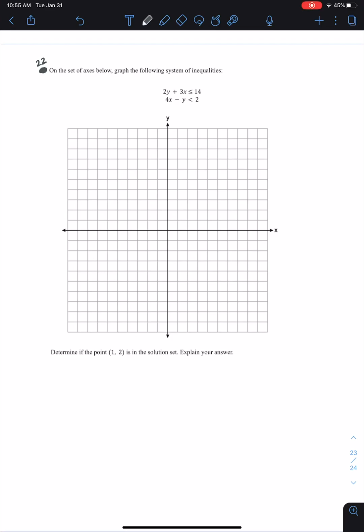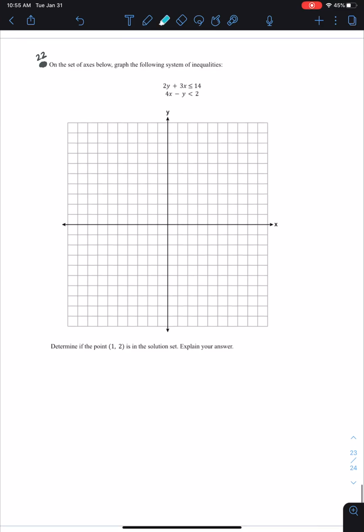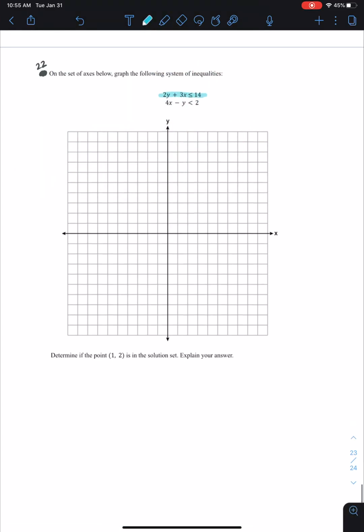On the set of axes below, graph the following system of inequalities. It gives us the two inequalities. Notice neither of these inequalities are in slope-intercept form, so we want to isolate our variable y. So let's take this inequality here and write it down here, and let's get it in terms of y.